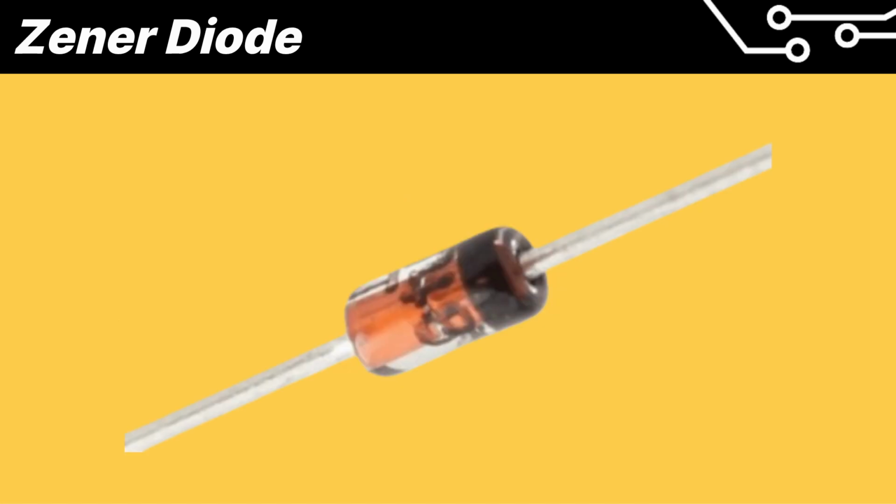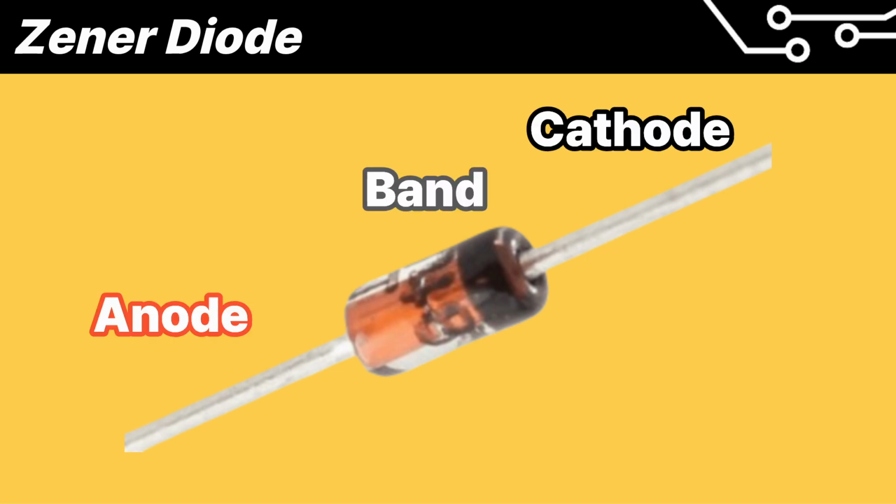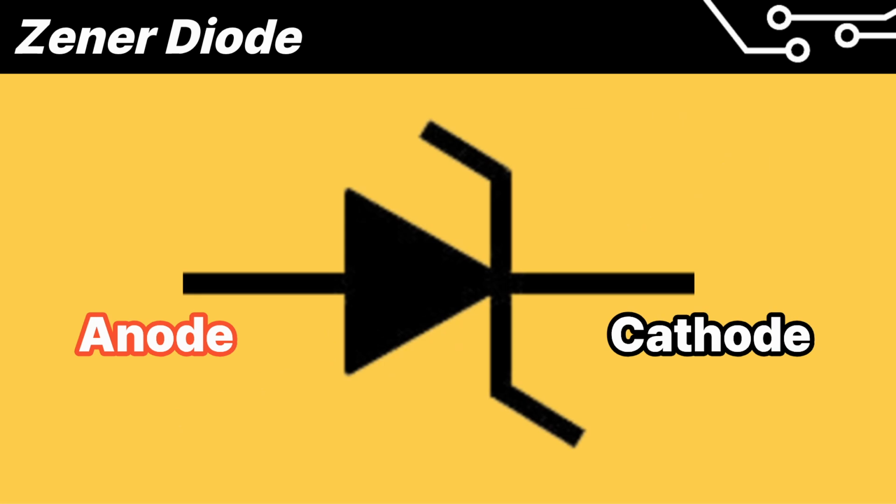Does this apply the same way to Zener diodes? Looking at the exterior, it looks similar to a standard diode. It has a band on one side and also possesses an anode and cathode. If you look at the circuit symbol, it looks similar to a standard diode.